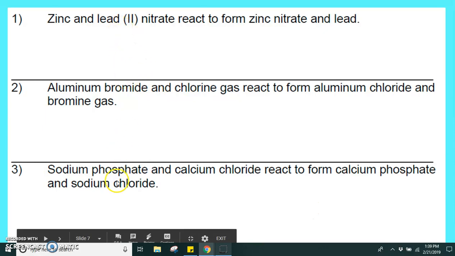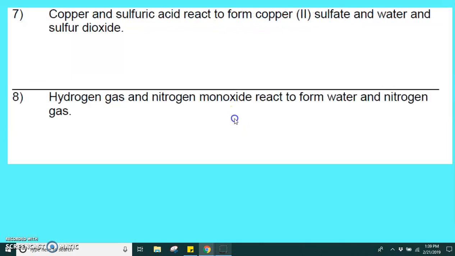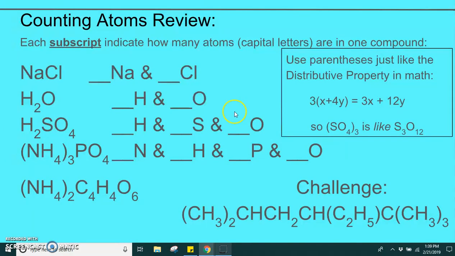So I want you to practice these equations. Go ahead and do them on your note sheet, and then we're going to do them in class. So I want you to practice writing the states and just writing the formulas for them. There's 8 of them for you to go through and practice before you come to class tomorrow.